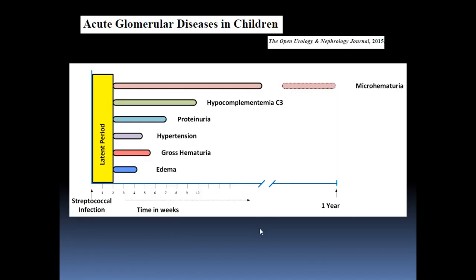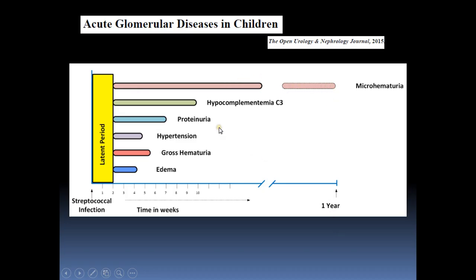So this is the scenario of how the progress of the acute glomerular injury occurs and how it resolves. What is the natural course? So in all the patients, you have a latent period when you get the infection, and then because it is post-streptococcal, you start getting the clinical manifestation. So edema is the first. You have gross hematuria, but they usually resolve, as you can appreciate, in the first week to 10 days. There is hypertension, there is proteinuria. So the microscopic hematuria is the last, which can even take up to 1 year to resolve.